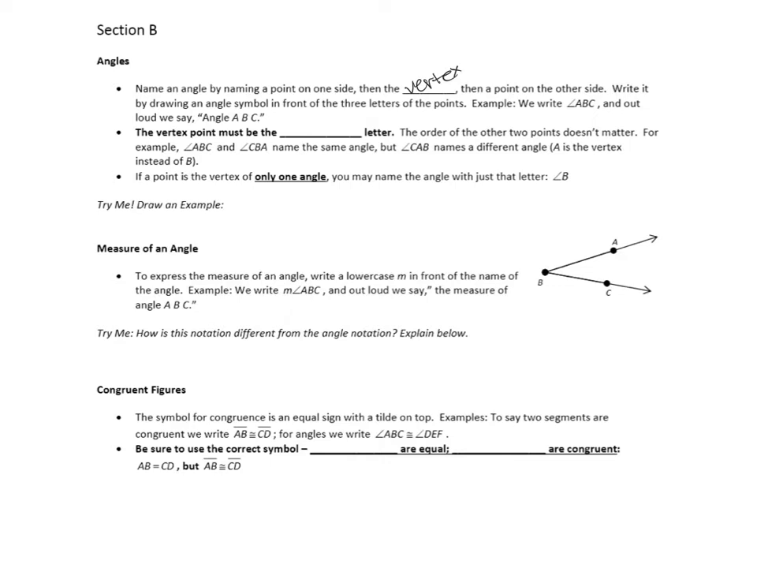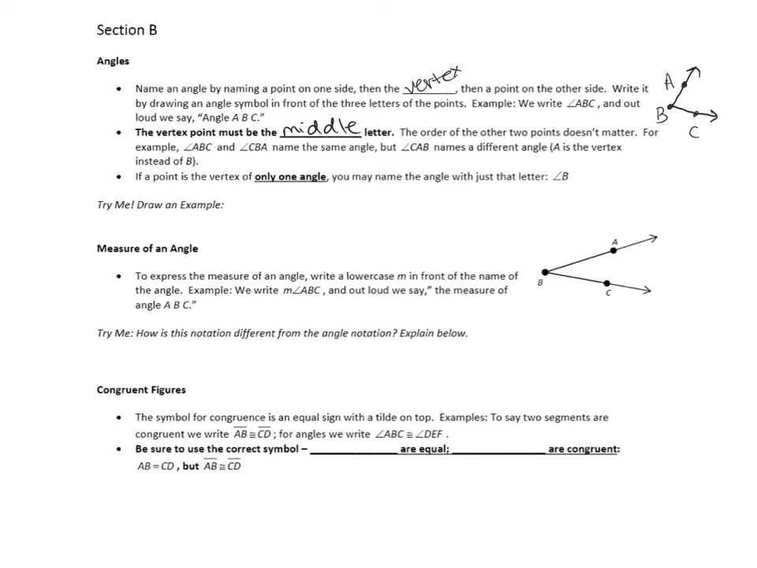And if I were to actually draw this angle, looking at this, B has to be the vertex because it's in the center, and then A and C must be on the other two rays. The vertex point must be the middle letter. The other 2 points don't matter. For example, angle ABC and angle CBA name the same angle, but angle CAB names a different angle where A is the vertex instead of B.